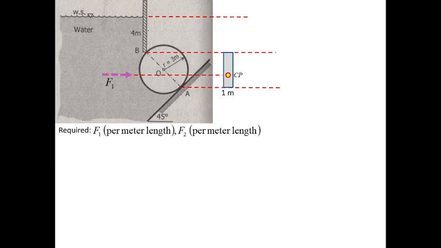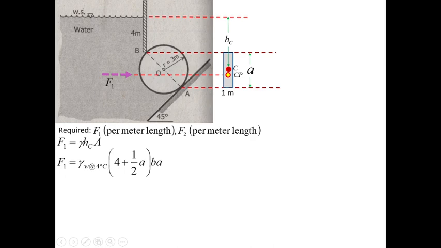Ibig sabihin niyan, kada 1 meter length sa third dimension. Okay? So, 1 per meter length. So, force F1 is formula, alam niyo na yan. Unit weight, hc times area. Ito yung ating centroid ng vertical projection. Ito yung hc na ngayon natin. Ito yung hc. Okay? So, then, ito yung A natin. Ito yung A.